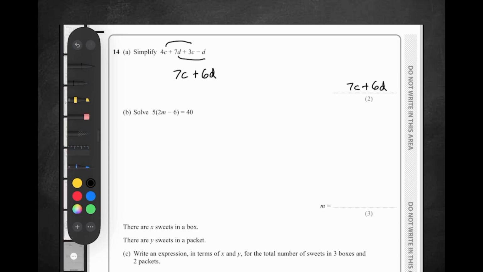Solve 5 lots of 2m minus 6 equals 40. So we'll expand out the bracket here. 5 times 2m is 10m. 5 times 6 is 30. We'll add 30 to both sides here, and we'll get 10m equals 70, which gives us m equals 7.